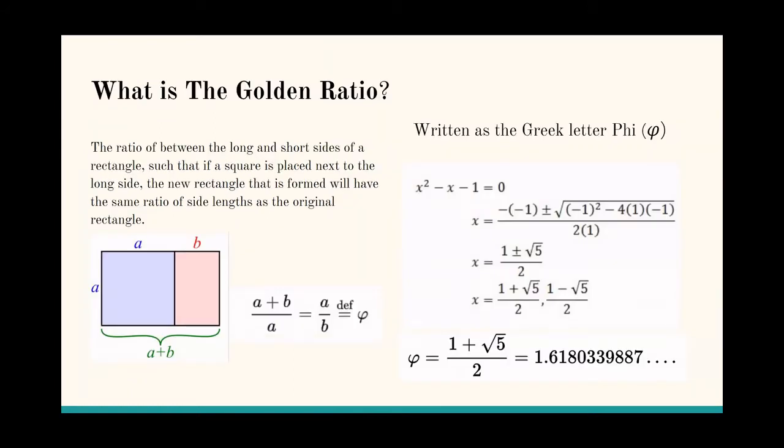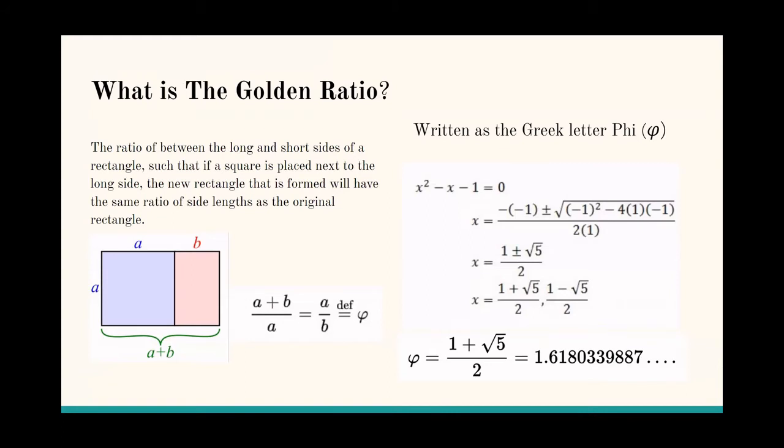So before we try and find the golden ratio in the pentagram, first let's remember what the golden ratio even is. Like pi, the golden ratio is also an irrational number and can also be represented by a Greek letter, in this case, phi. The golden ratio can be described as the ratio between the long and short sides of a rectangle, such that if a square is placed next to the long side, the new rectangle that is formed will have the same ratio of side lengths as the original rectangle. And you can see that in that picture below.